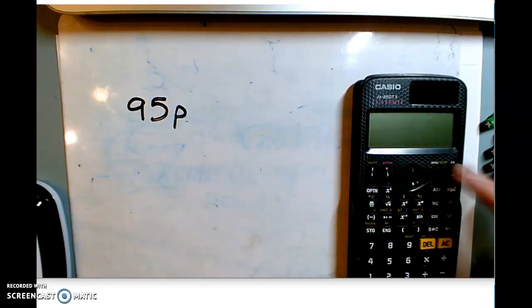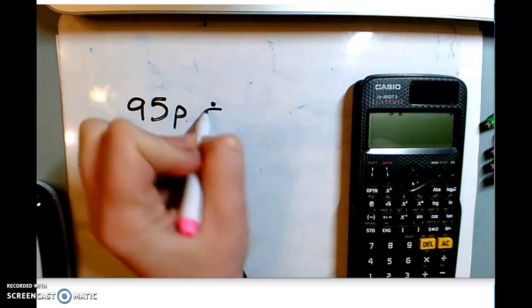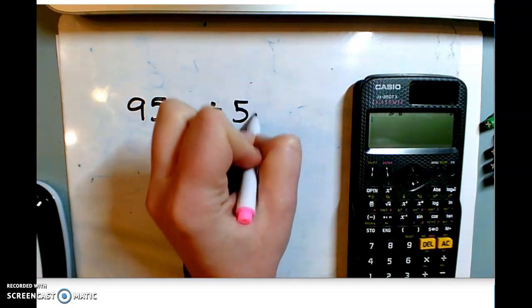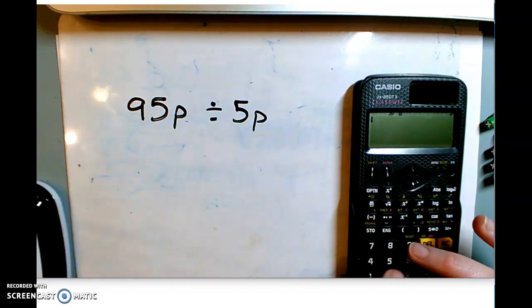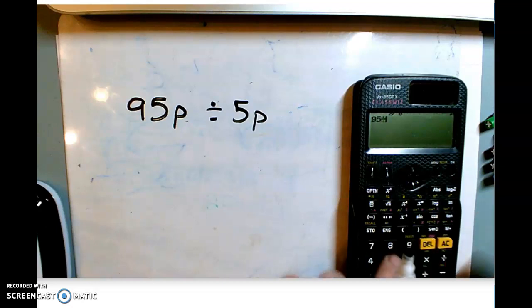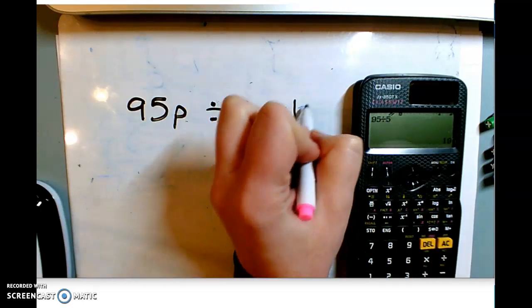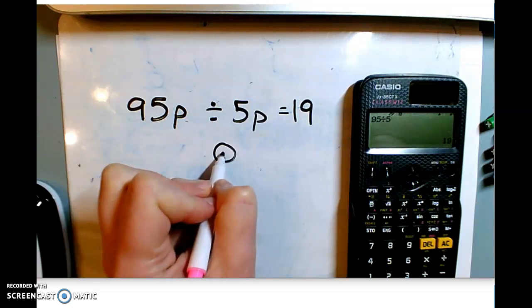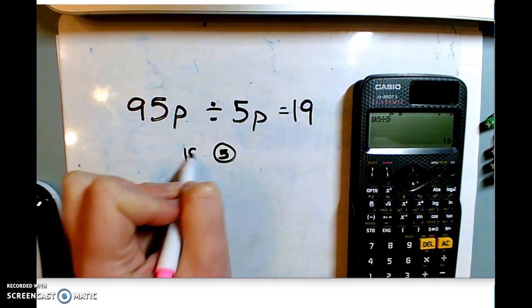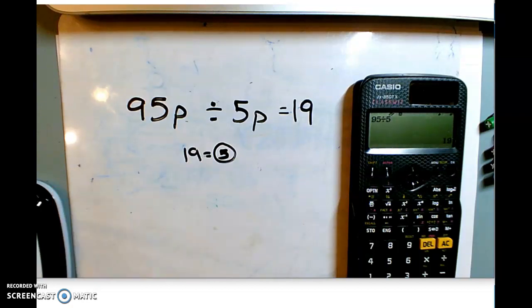And we want to know how many 5p's we can get for that. So, how many 5p's are there in 95p? So we can take a look on our calculators. We're going 95 divided by 5, and we're getting 19. So you need 19 5p coins. So I need 19 of these to make 95p.